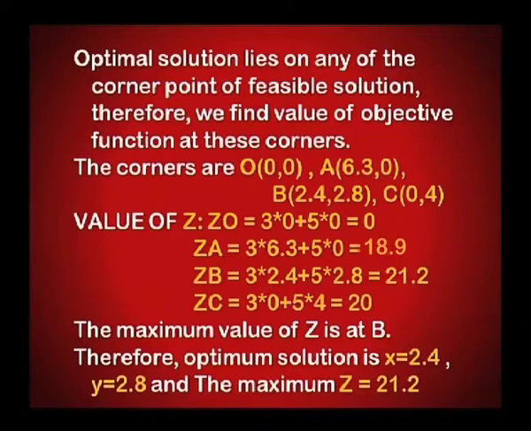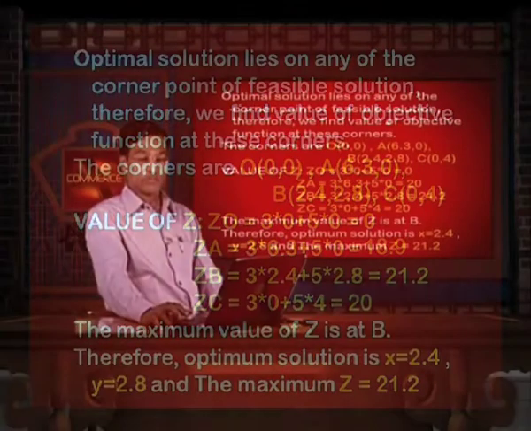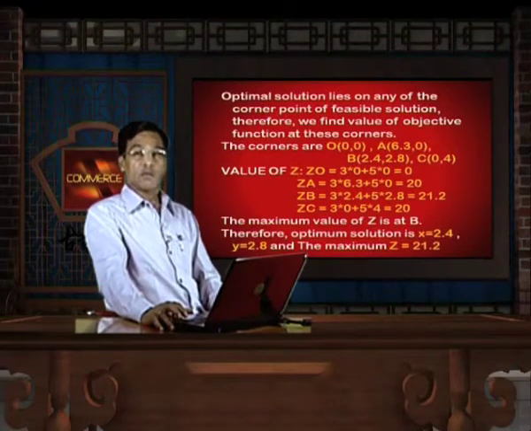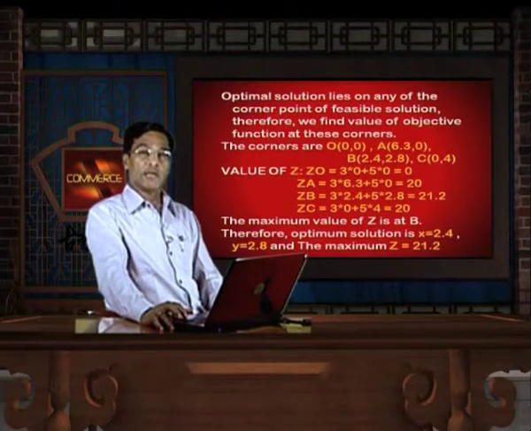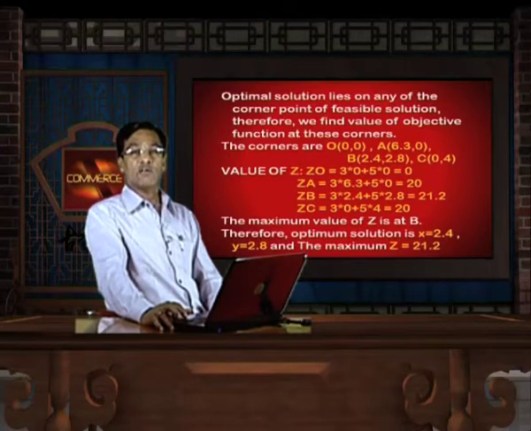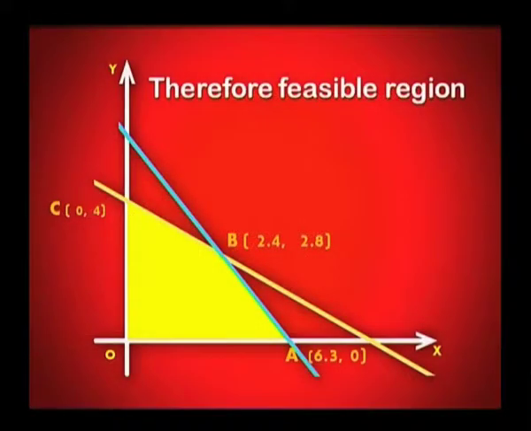The maximum value of Z is at B. Therefore, the optimum solution is X equal to 2.4 and Y equal to 2.8, and the maximum value of Z is 21.2. Here in this method, we have obtained the feasible region and we have obtained the value of Z at all the corners of the feasible region.